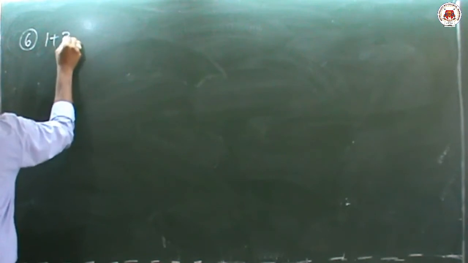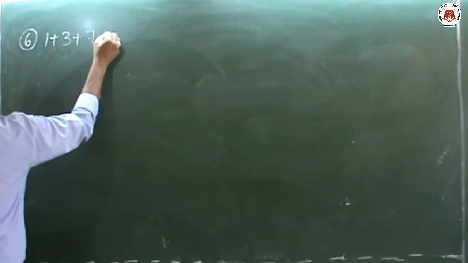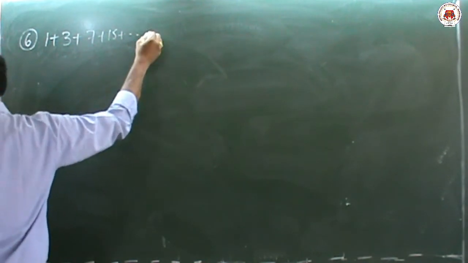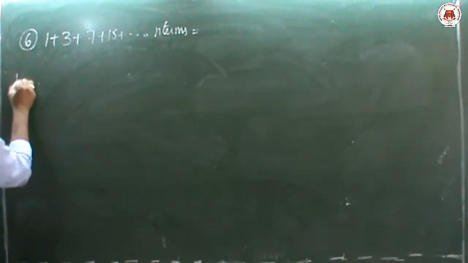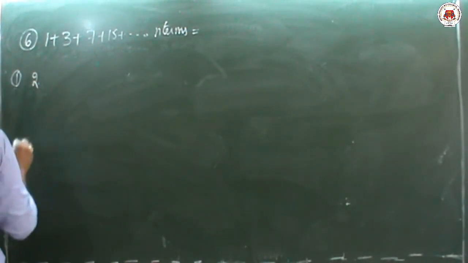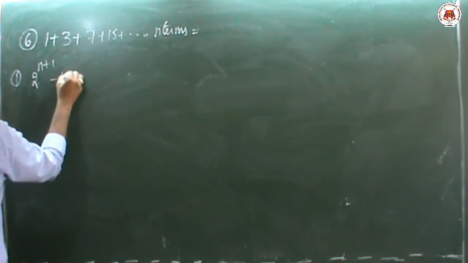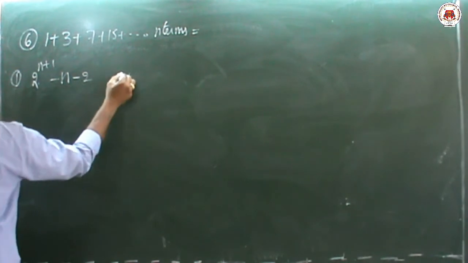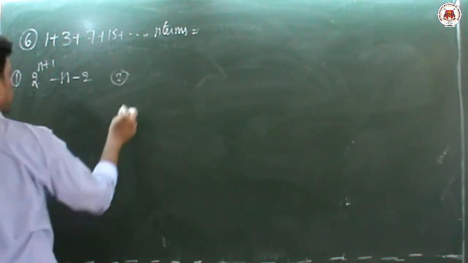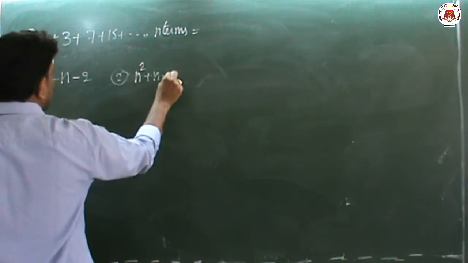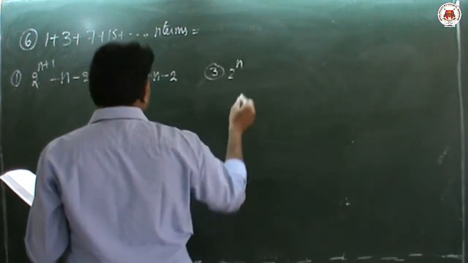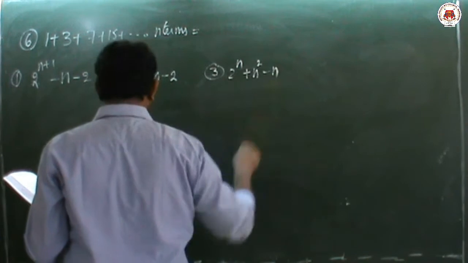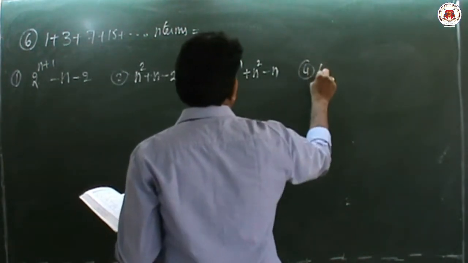The next one is 1 plus 3 plus 7 plus 15 plus so on up to n terms. Here the options: first option, 2 to the power of n plus 1 minus 2. The second option is n square plus n minus 2. Next, third option, 2 to the power of n plus n square minus n. Fourth option is none.